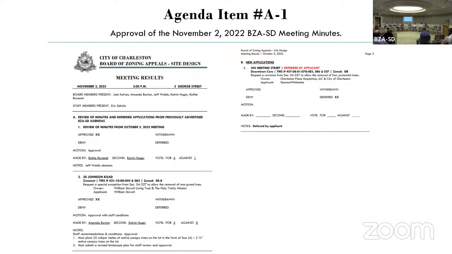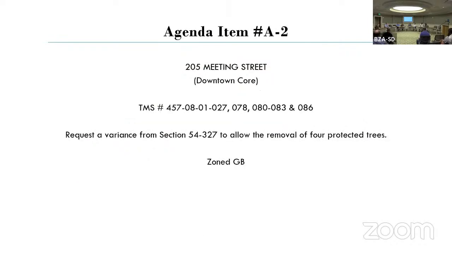All right, so our next item on the agenda is going to be item A2, which is 205 Meeting Street. The TMS numbers are 457-0801-078 through 083, 086, and 027, zoned GB. Requested variance from section 54-327 to allow the removal of 4 protected trees.